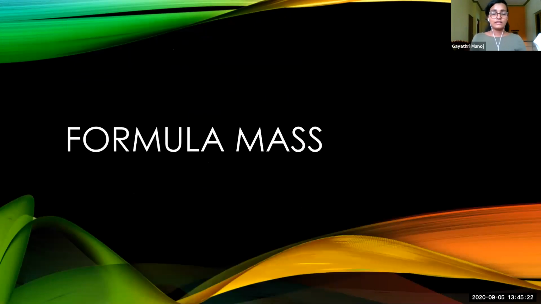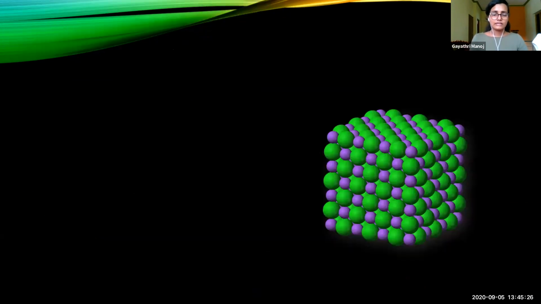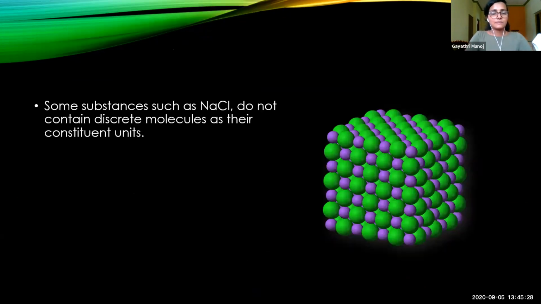Now this is something interesting, formula mass. Some substances like sodium chloride do not contain discrete molecules as their constituent units. Like you can see in the structure on the right-hand side, it's just like a cage, a three-dimensional structure. In this, one sodium ion is connected to 6 other chloride ions.